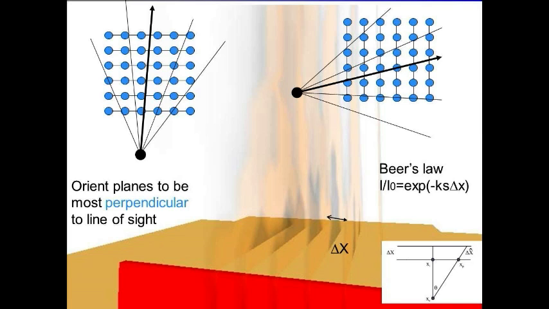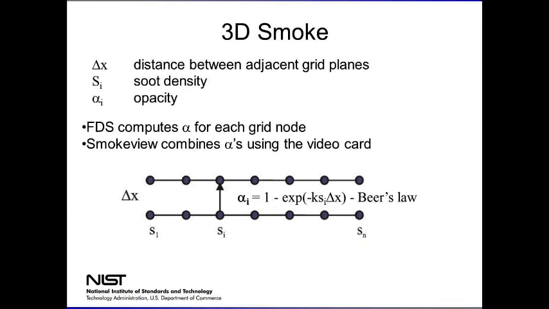Now, each of these planes has a color and a transparency. The transparencies are pre-computed in FDS using Beer's law. So basically, we're taking the soot density that you're computing the flow of, the transport of soot, and in FDS, in a pre-processing step, we're saying, well, let's take the soot density, the step length between the grid planes, and the mass extinction coefficient, which is just a proportionality constant, to map the density to an opaqueness or a transparency. So basically, this is a schematic of that.